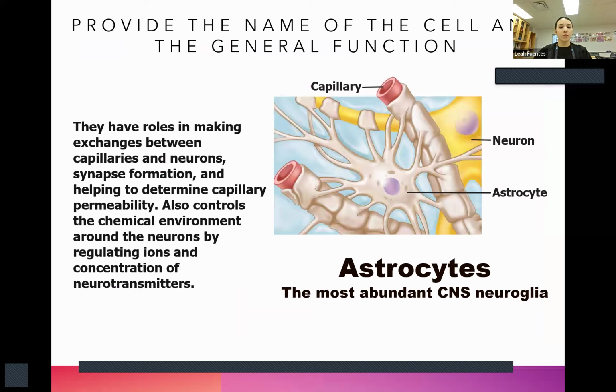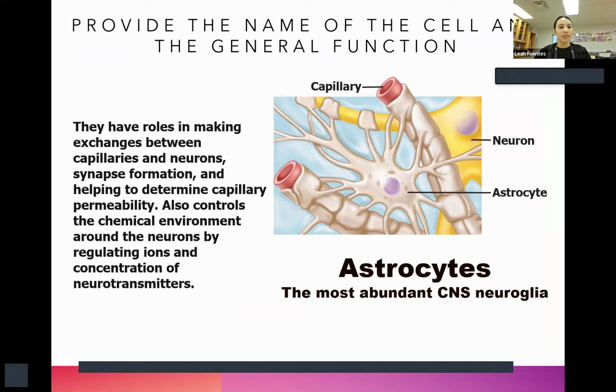And this is also part of what you need to know for your lab exam: the name of the cell and the general function. So the first one we have are the astrocytes. These are the most abundant in your central nervous system. With these cells, you'll also need to know whether they're part of your CNS or PNS. Specifically, the astrocytes are found in your central nervous system.